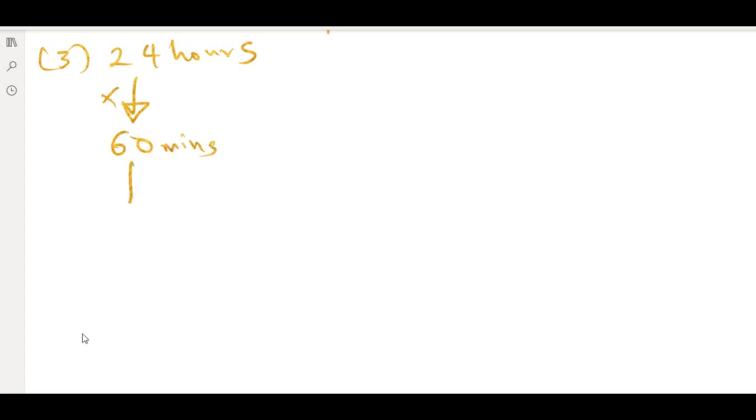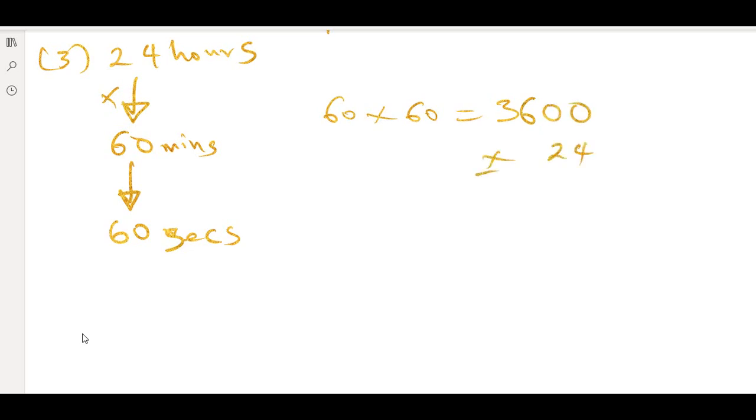How many seconds do you have in a day? You first start with how many hours do you have in a day? 24. So you have 24 hours in a day, right? You change these hours to minutes by multiplying with what? Then you change the minutes to seconds by multiplying with another 60. So 60 times 60 times 24 will give us the number of seconds we have. 60 times 60 is what? 3,600. Then times 24.